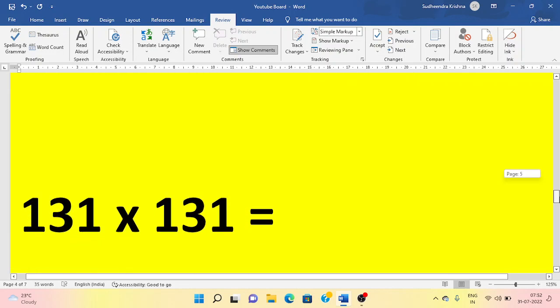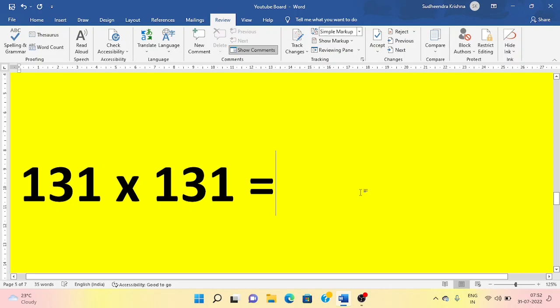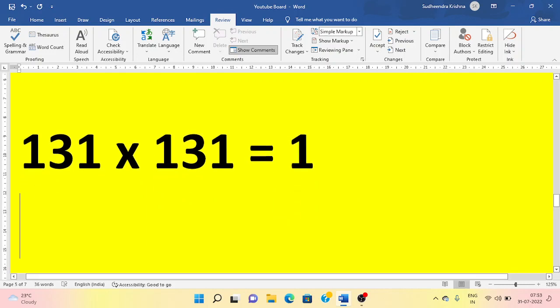Let us take another example, 131 squared, that is 131 into 131. So put 1 and another 1.